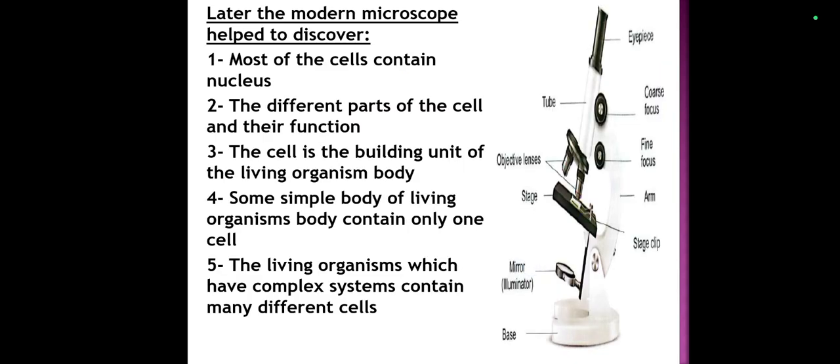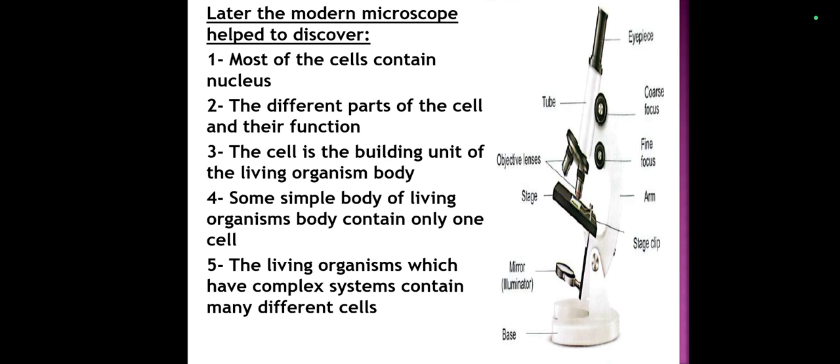Later on, scientists developed a modern microscope that helped them discover, first, that most cells contain components, including a nucleus. That's what they discovered when they examined the cell under a modern microscope. Second, they found that the different parts of the cell have their own functions. Every part in the cell has its own function.